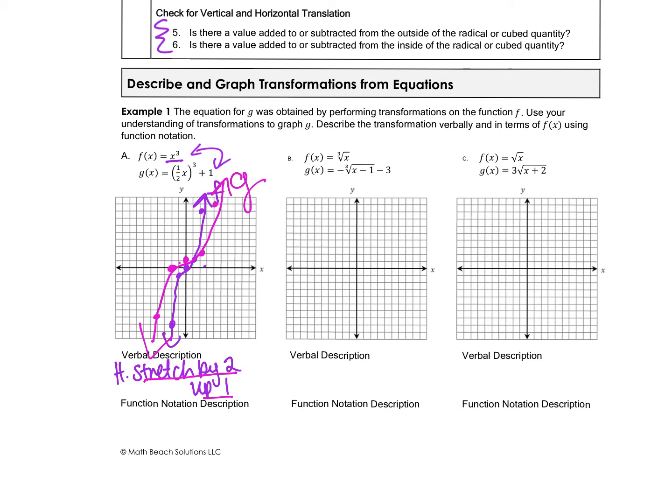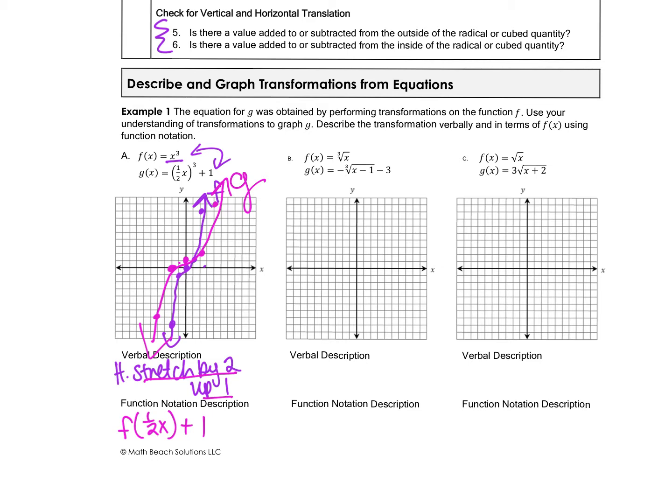So make sure you're labeling it if you are going to graph your parent function. You don't have to, but if you want to, then you can. So we're going to write the function notation description. So f, instead of just putting an x, we know we have to put 1/2 x in parentheses and then the +1. So that tells me that there's a horizontal stretch by 2 and then up 1. All right, so again, you can graph your parent function. You don't have to, but you need to know what those original points are. So you might want to learn those.